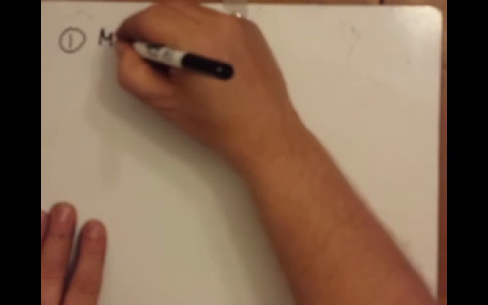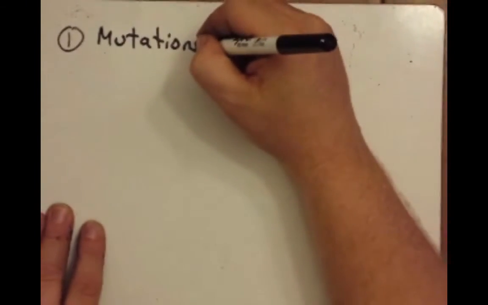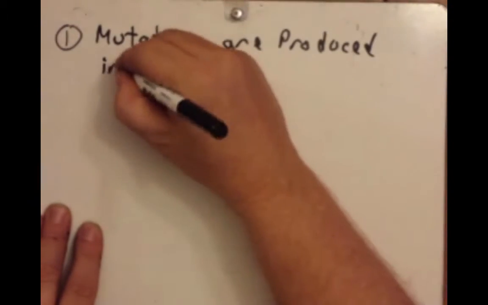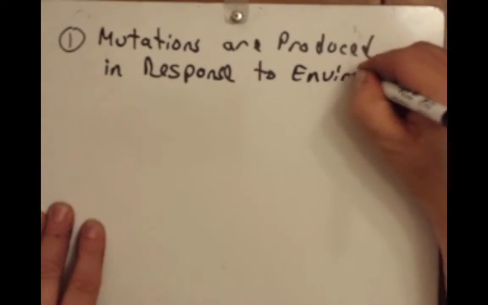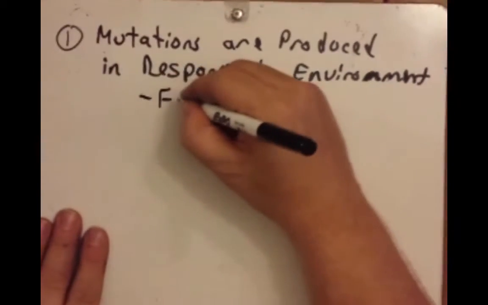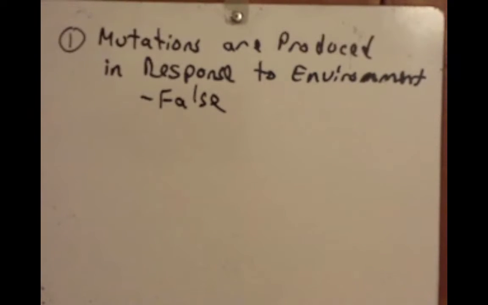The first one is mutations or adaptations are produced in response to environmental pressures or needs. So I'm going to shorten this one and say mutations are produced in response to the environment. Okay, this is false. And the reason this is false is that the mutations aren't produced, they've always been there.